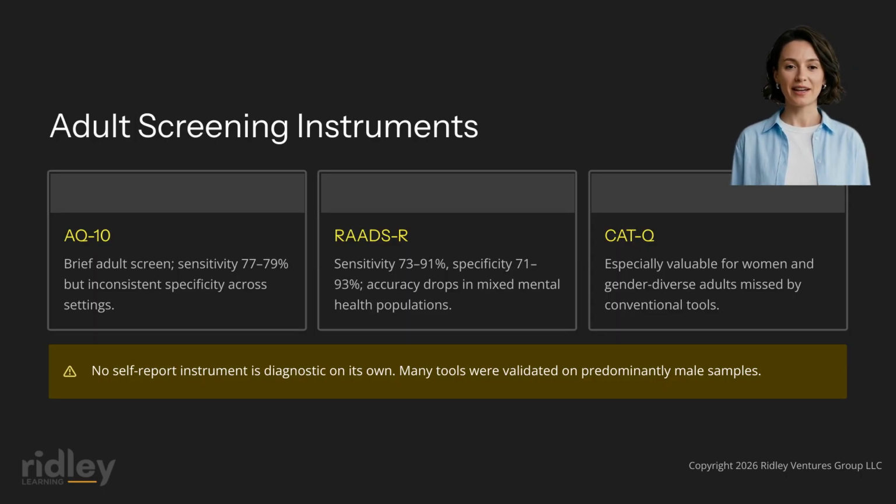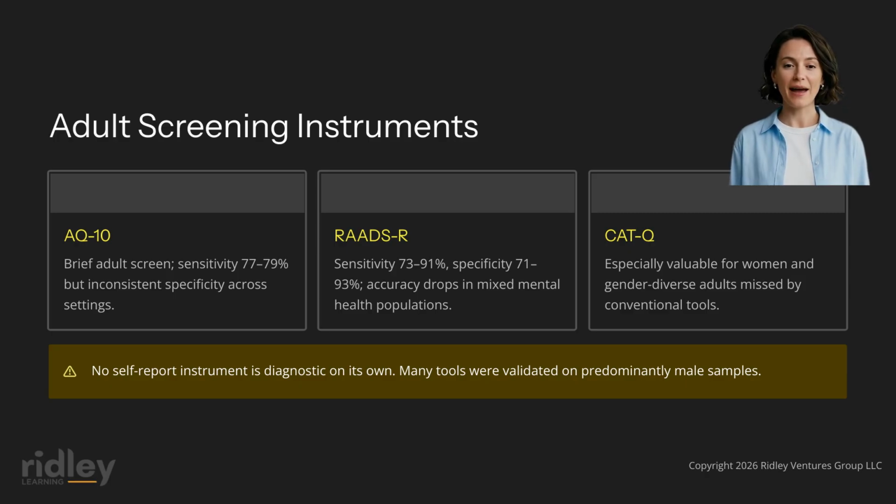Several self-report screening instruments support adult identification, though it's essential to understand that none of them are diagnostic on their own. The Autism Spectrum Quotient, 10-item version, known as the AQ10, is recommended by the United Kingdom's National Institute for Health and Care Excellence, or NICE, as a brief screen for adults without moderate or severe intellectual disability. It catches most autistic adults, with sensitivity of about 77 to 79%. But its ability to correctly rule out autism in non-autistic individuals is inconsistent across study settings, with specificity varying widely.